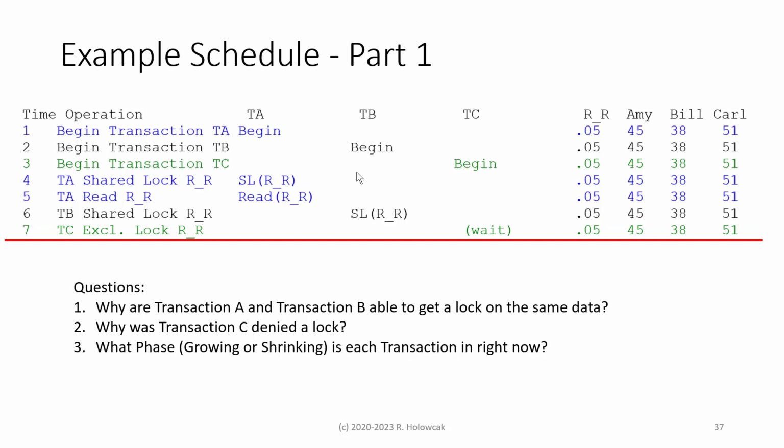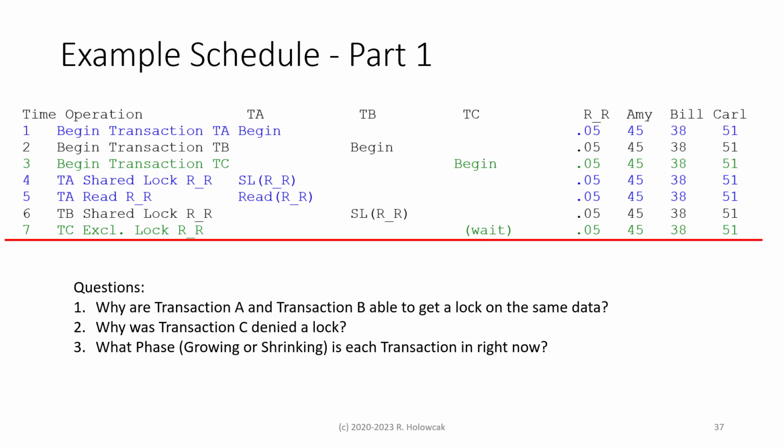Now we have transaction C. Transaction C asks for an exclusive lock on raise rate. Why? Because transaction C will try to change raise rate. And that lock is denied.